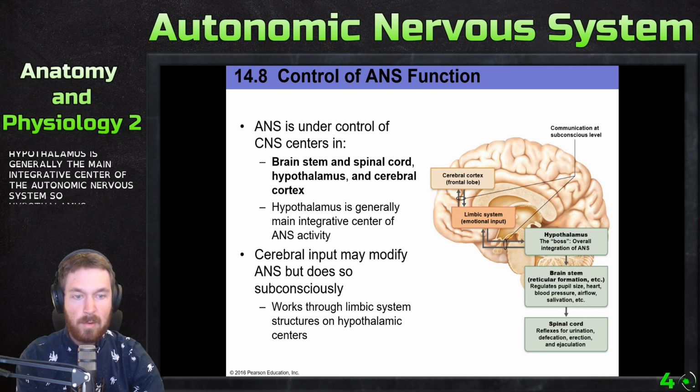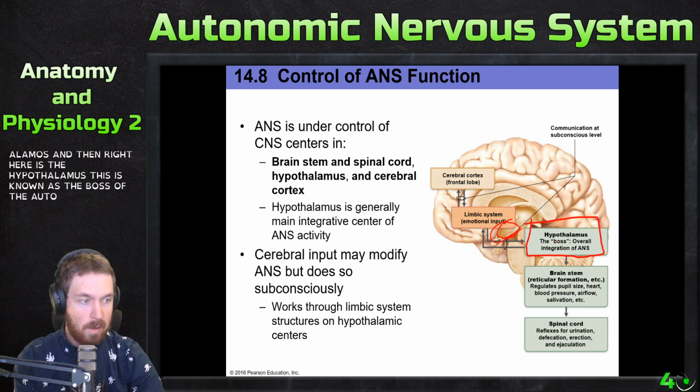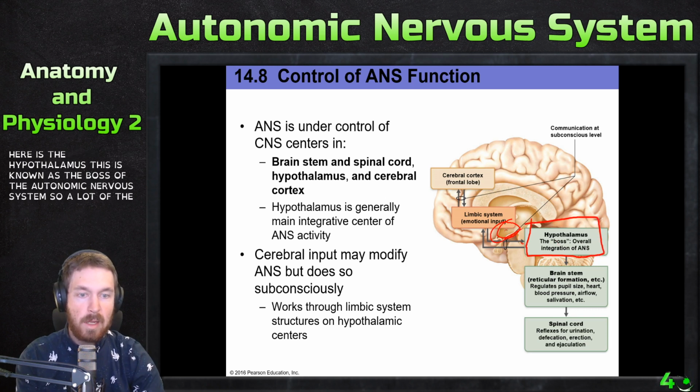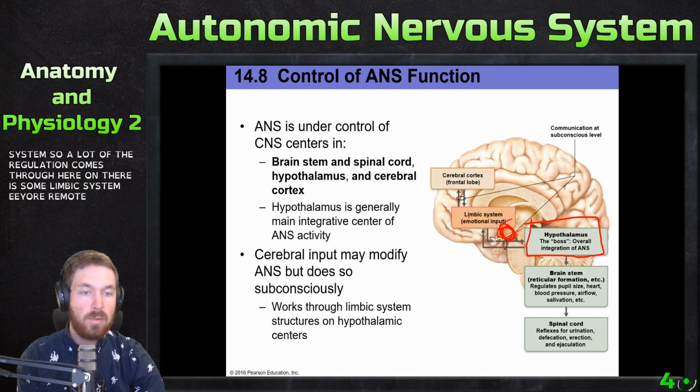So hypothalamus, remember, it's right here. Right there's the thalamus, and then right here is the hypothalamus. This is known as the boss of the autonomic nervous system. So a lot of the regulation comes through here. And there is some limbic system or emotional input that affects it.